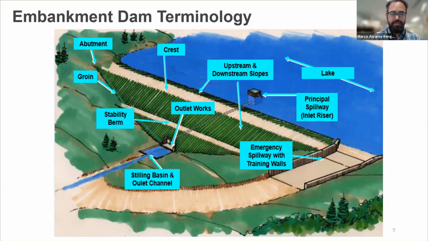In this particular dam, we have a stability berm. That is a geotechnical feature to keep the dam safe under certain loading conditions. The outlet works include the outlet from the principal spillway pipe, the stilling basin, and the outlet channel.